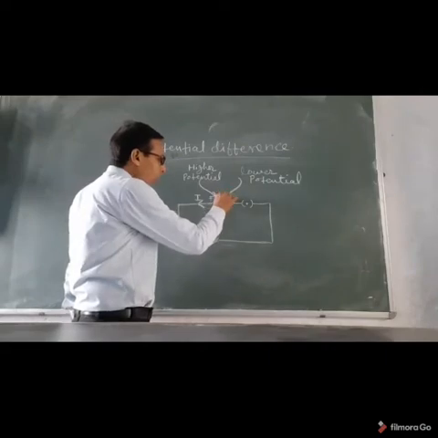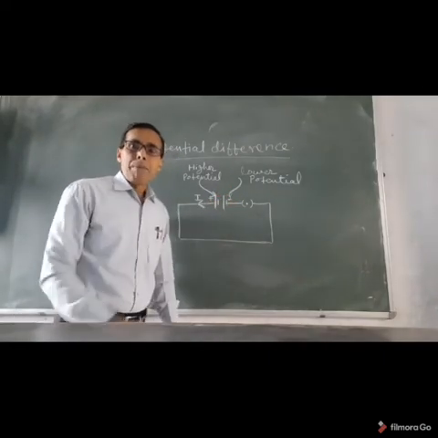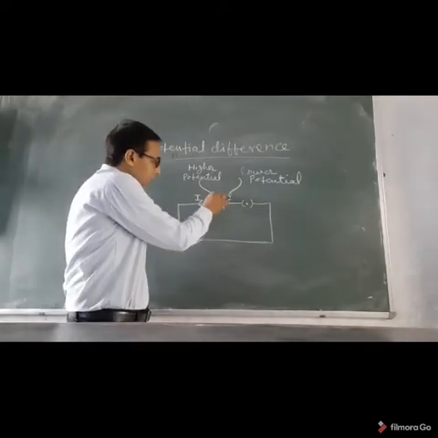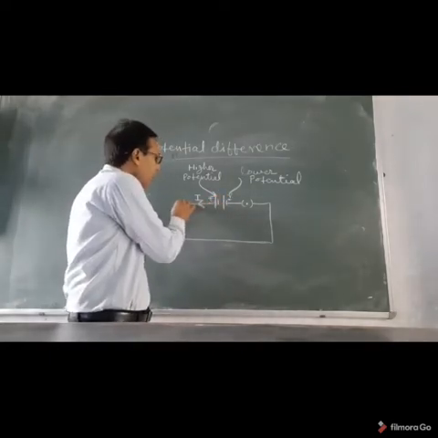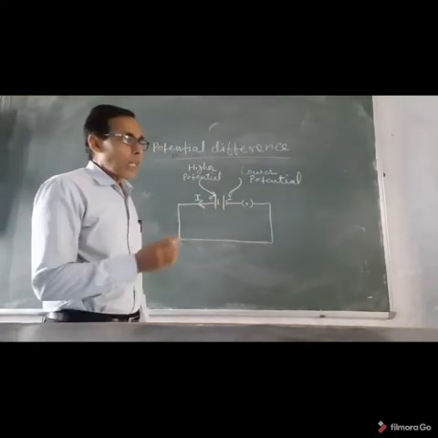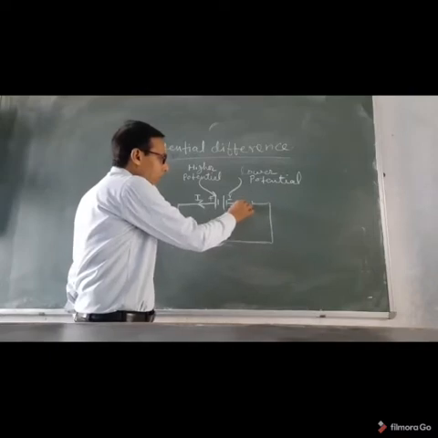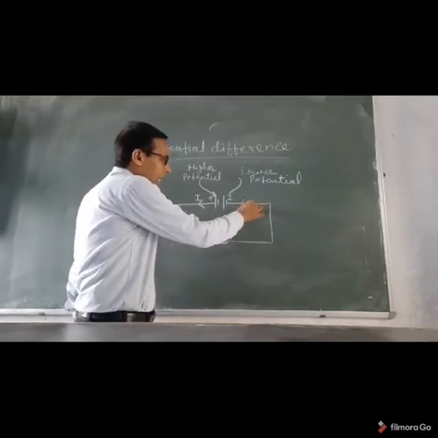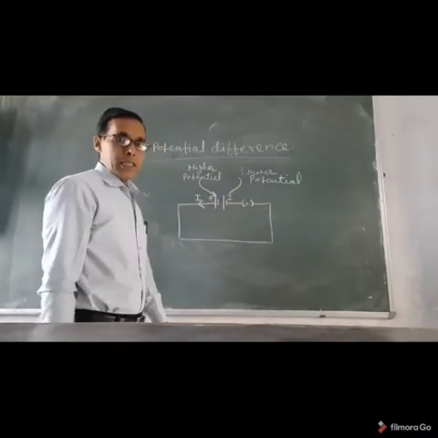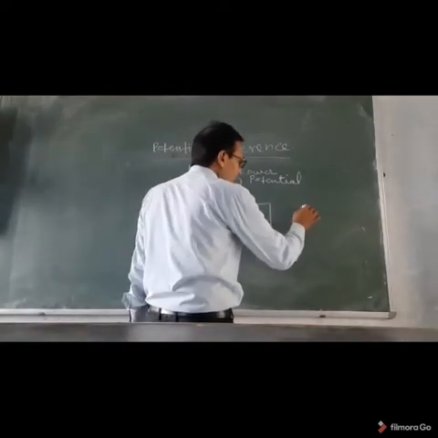Now another question: why do we connect a battery in an electric circuit? A battery is connected in an electric circuit to maintain potential difference, because current flows in the circuit as long as the potential difference is maintained in the electric circuit. Let me give one example.